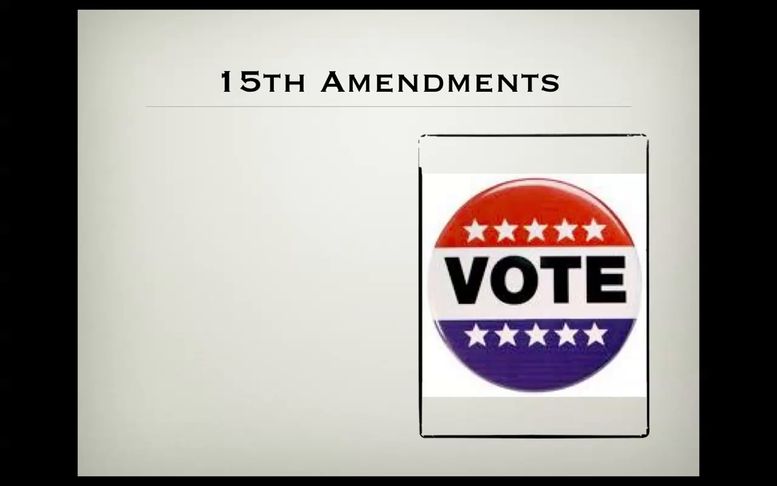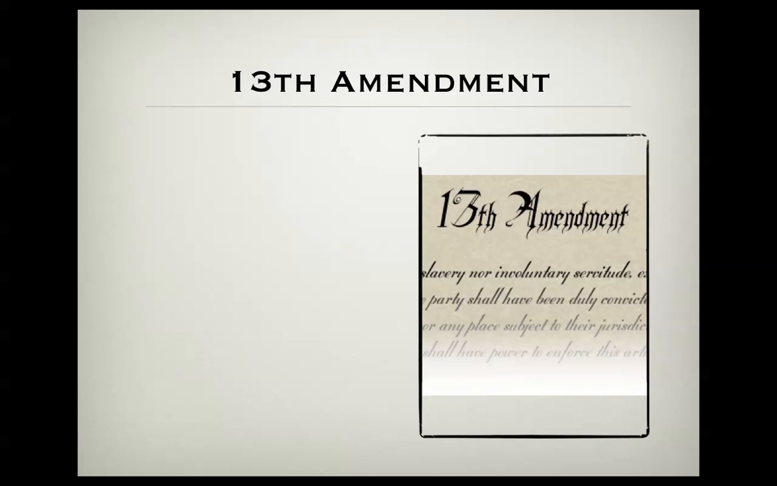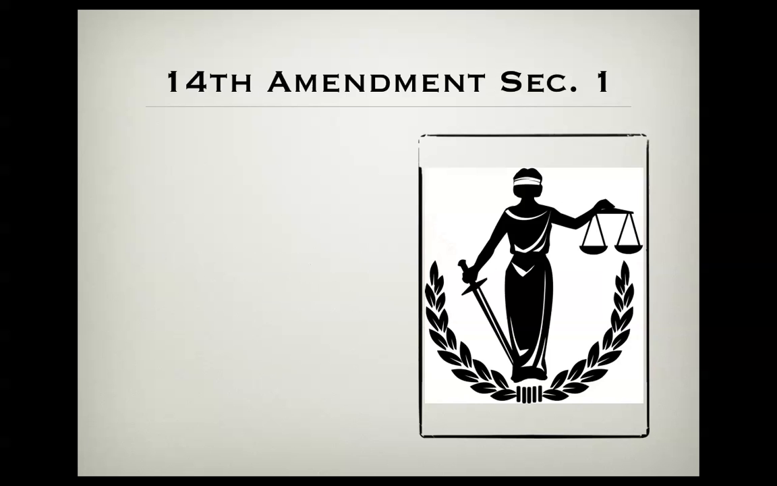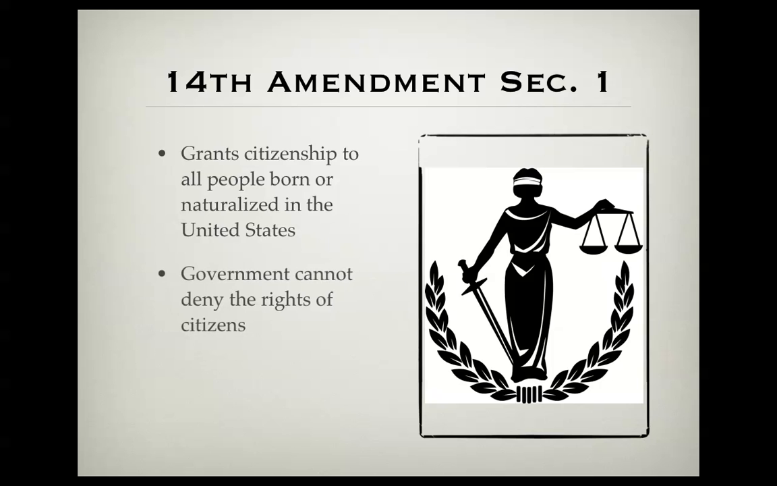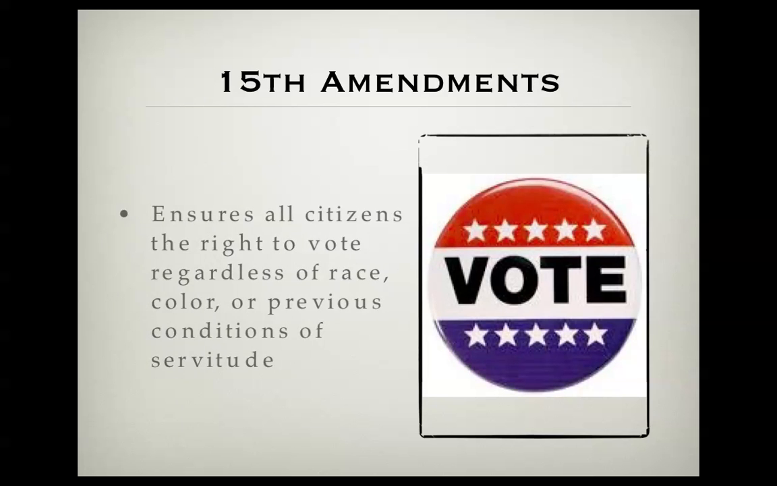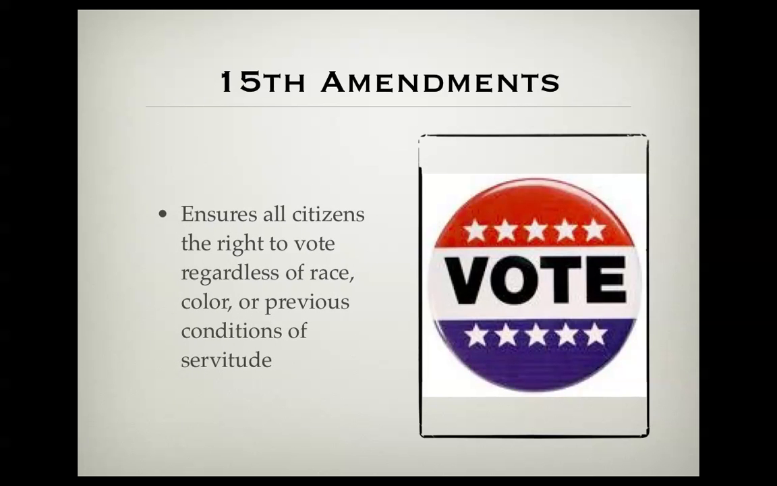All right, 15th Amendment. So to review, let's go ahead and review. The 13th Amendment is you got to be free, which is to ban slavery. The 14th Amendment is to know your rights, the rights of the citizen. The government cannot deny the rights of citizens, and that's a process called due process. In order to vote, the 15th Amendment ensures all citizens the right to vote regardless of race, color, or previous conditions of servitude.